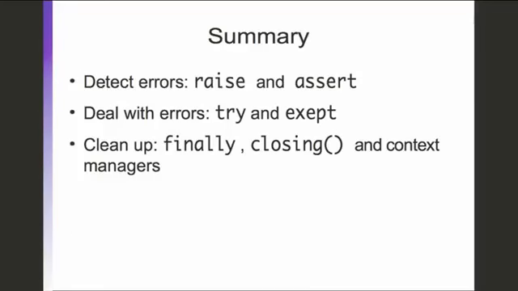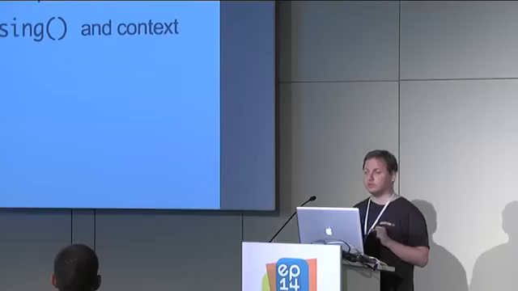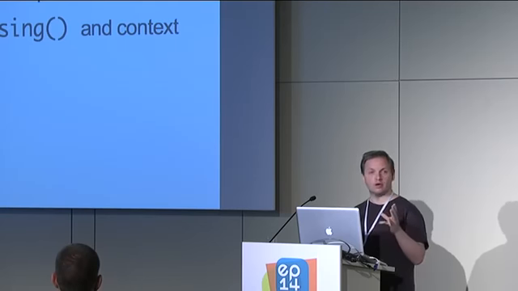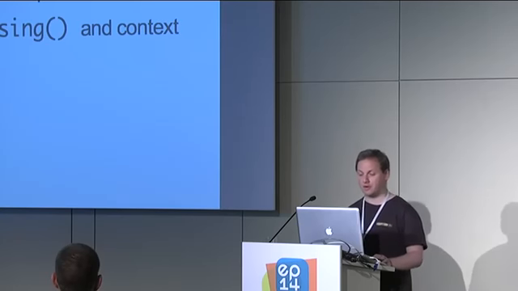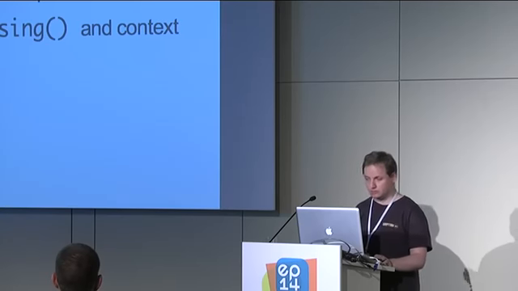So, in summary, the gist of Python's exception handling is that you can detect errors with raise or assert. You can deal with errors using try and except. And you can clean up using finally, closing, or context managers. These are the tools Python gives you when you install it. Everything of this is already there. So the interesting part is now how do I use all this in a solution-oriented way?